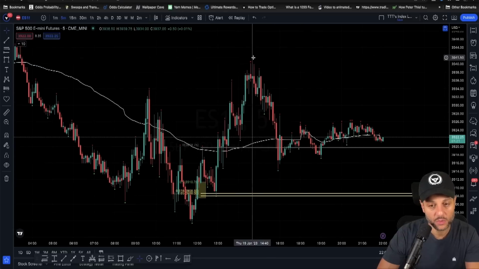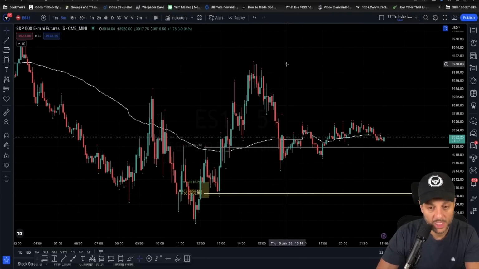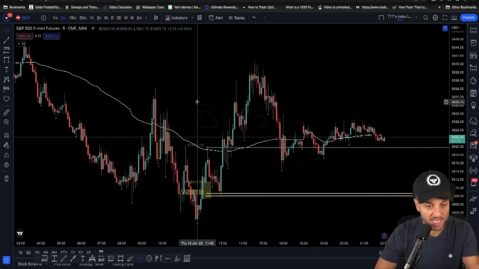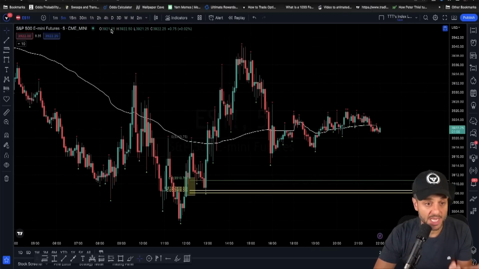Now, how do you know where liquidity is taken? Well, there isn't really a hard and fast rule. Everyone goes by different metrics. For me, I look at things such as order blocks. I look at things such as previous highs. And sometimes you're going to have to zoom out in order to find these things, right?